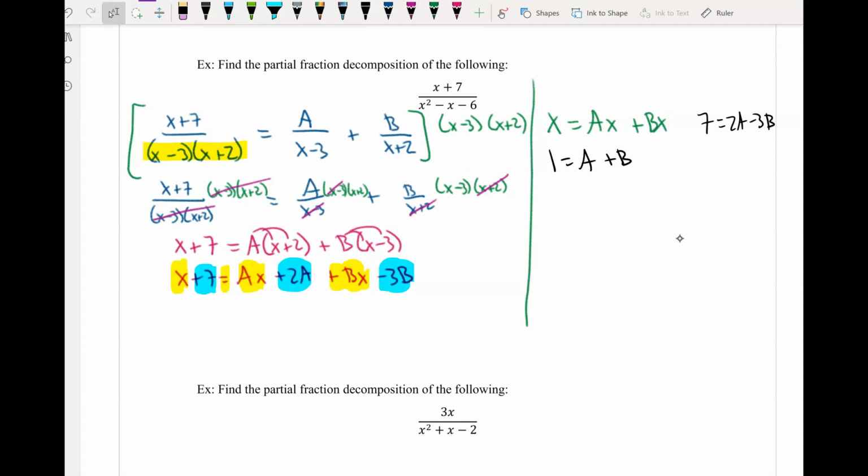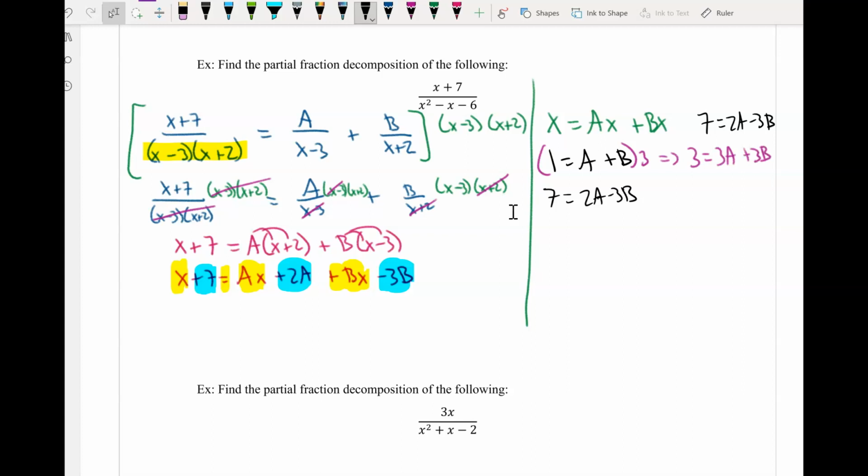And now what we have is a system of equations. Let me write it right below it. And we need to solve it. So now here's where you can use substitution, elimination, whatever you want to use. One of the things that I'm going to use is elimination. So I'm going to go ahead and try to get rid of this 3b by multiplying the top equation by a positive 3. That's going to give me 3 equals 3a plus 3b.